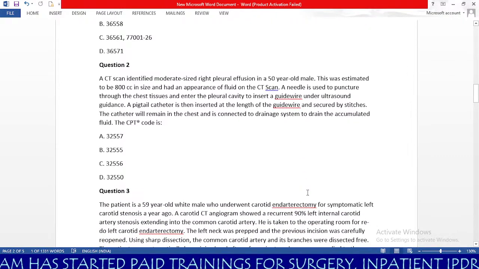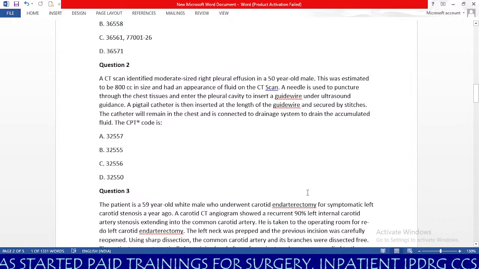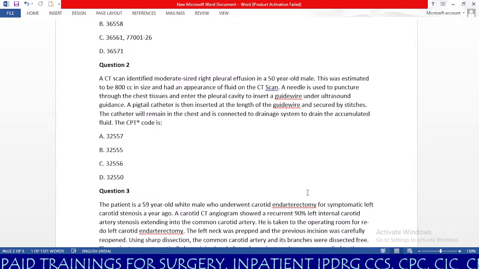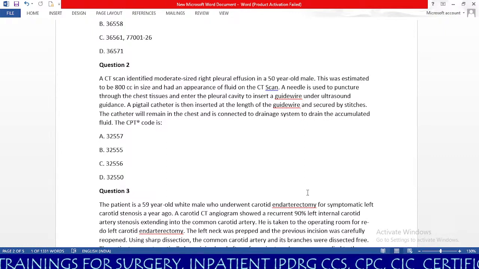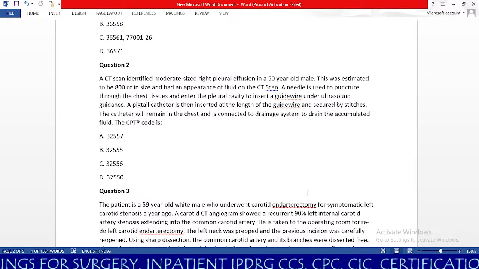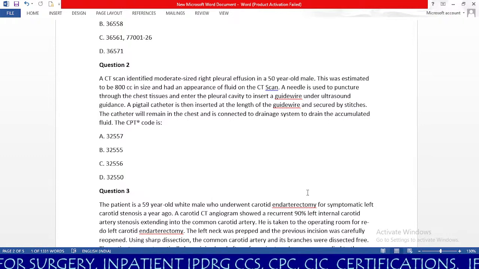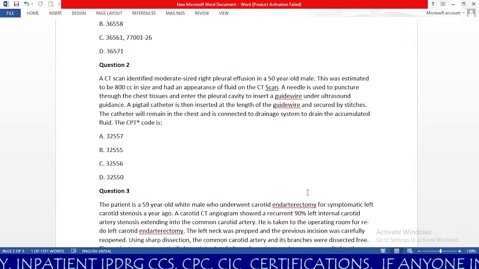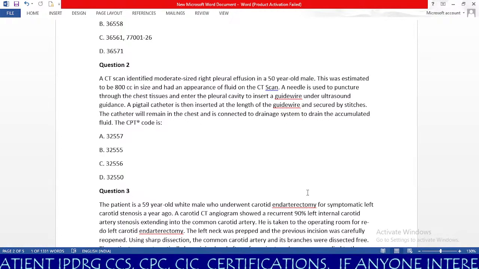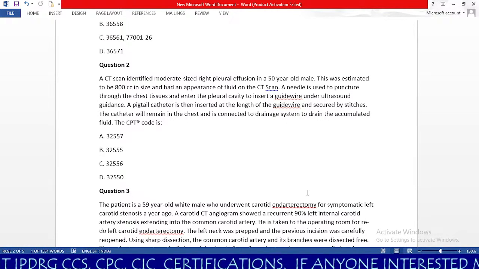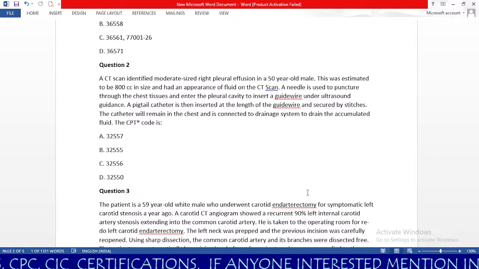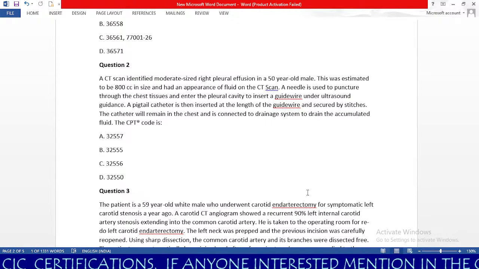A CT scan identified a moderate sized right pleural effusion in a 50-year-old male. Basically, pleural effusion means fluid in the lungs. Effusion means fluid, and pleural means pleural space, which is part of the lung. This was estimated to be 800 cc in size and had the appearance of fluid on the CT scan. As we discussed, effusion and fluid both are the same.